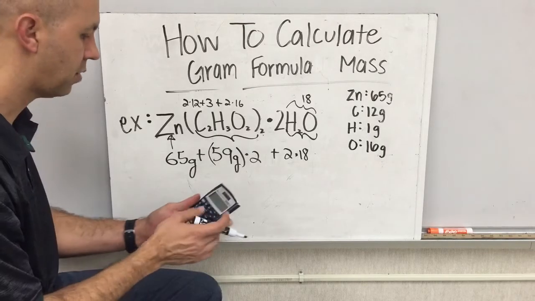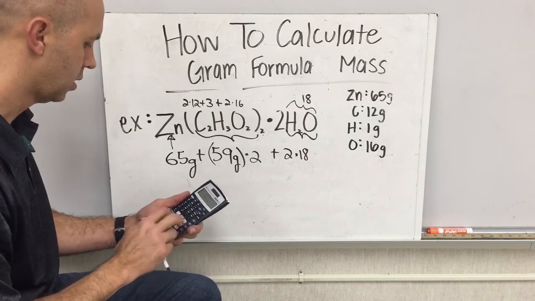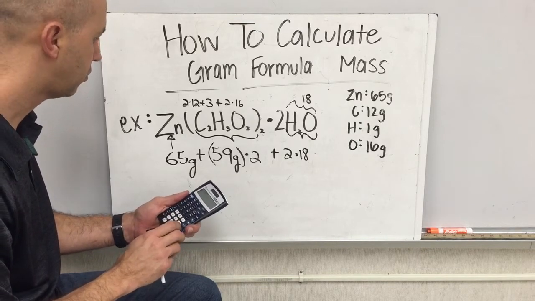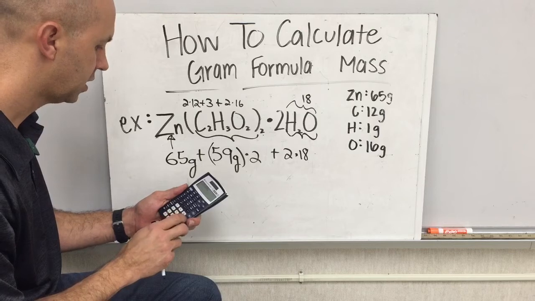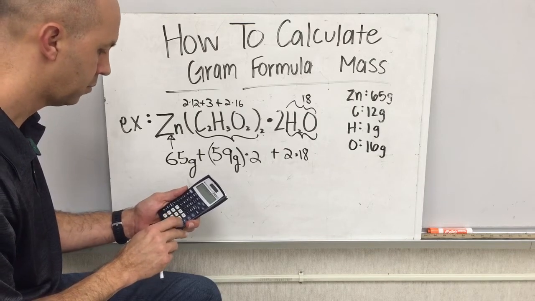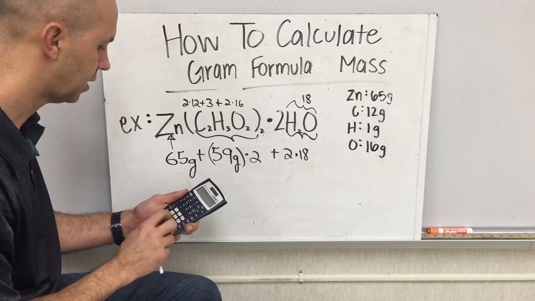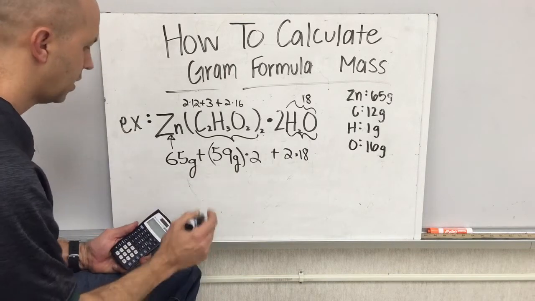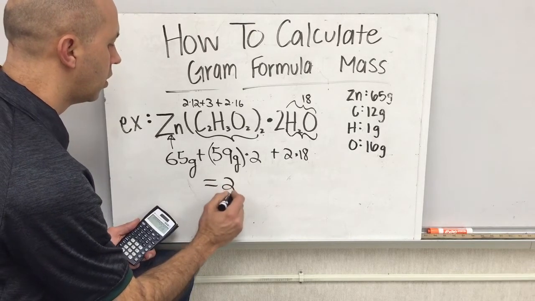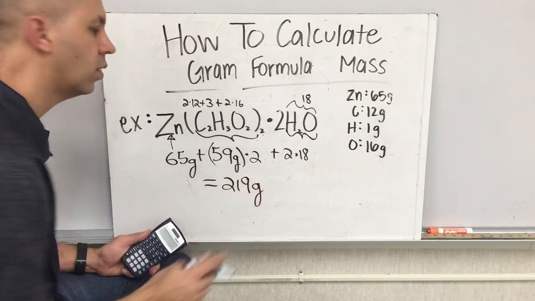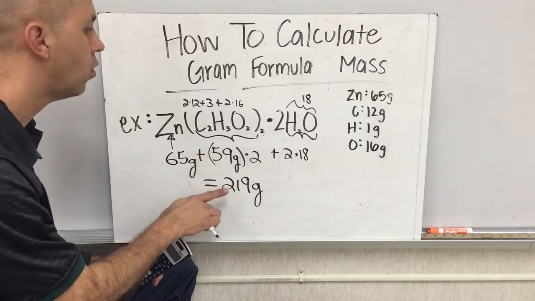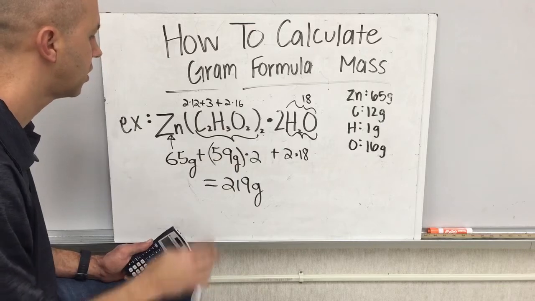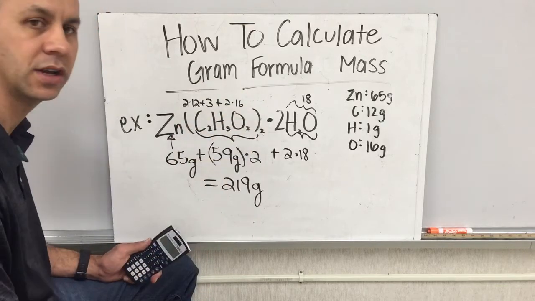Okay, so now I'm going to get out my calculator, and I'm going to add 65 plus 59 times 2 plus 2 times 18, and I get a number of 219. So what this is telling me is that 1 mole of this large molecule, this large compound, is equal to 219 grams.